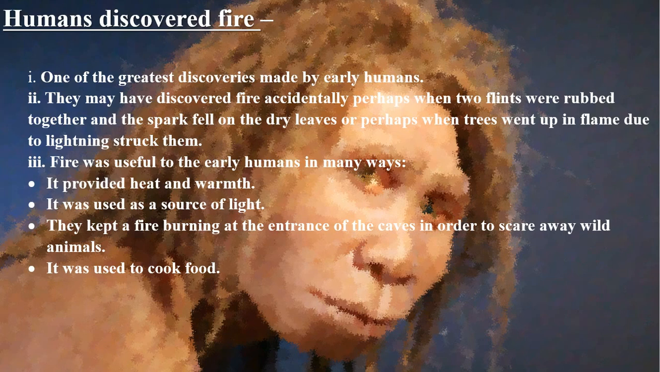Okay, and this fire helped the humans tackle various problems. As you can see here, perhaps two flints were rubbed together accidentally and the sparks fell on some dry leaves lying nearby, or perhaps lightning struck a tree and it went up in flames. We don't know, but the humans discovered fire accidentally. They did not know that they would get fire with these things, but it happened.